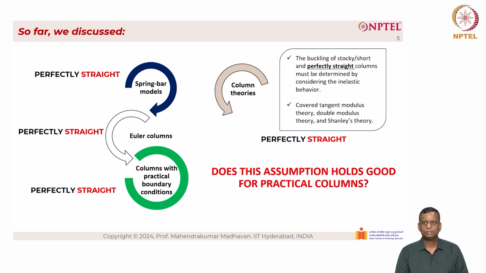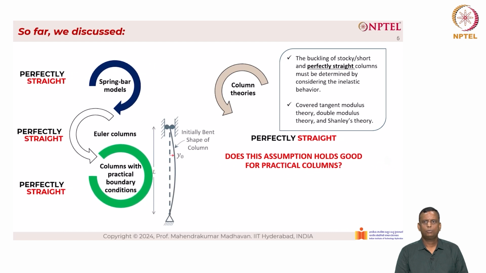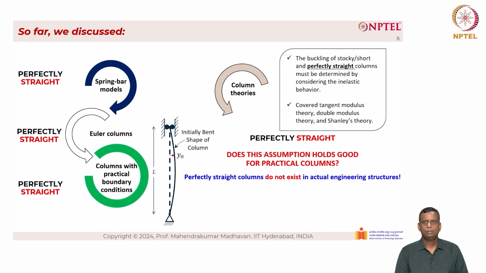But does this assumption hold good for practical columns? So what are practical columns? Straight columns do not exist in actual engineering structures. Practical columns can be classified into two categories. One is minor out of straightness, another is minor eccentricities of loading. The minor out of straightness can also be called an initially bent column or crooked column.